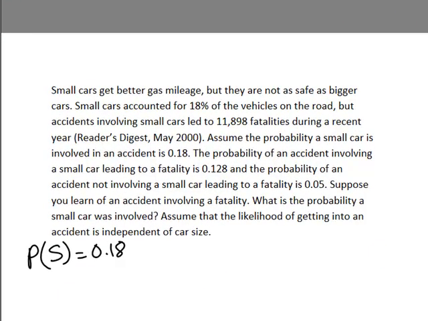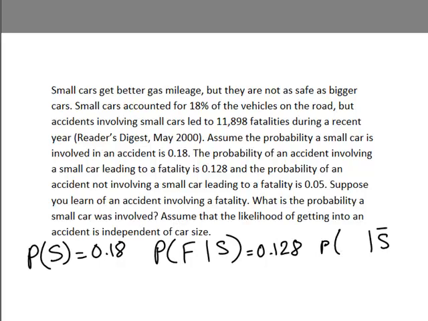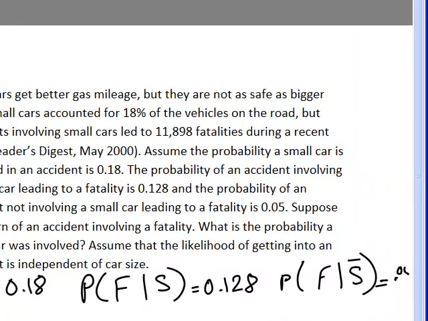The probability of an accident involving a small car leading to a fatality is 0.128. So we know that given that it was a small car in an accident, the probability of fatality is 0.128. And given that it was not a small car, the probability of a fatality is 0.05. So fatal accident given not small car was in the accident is 0.05.